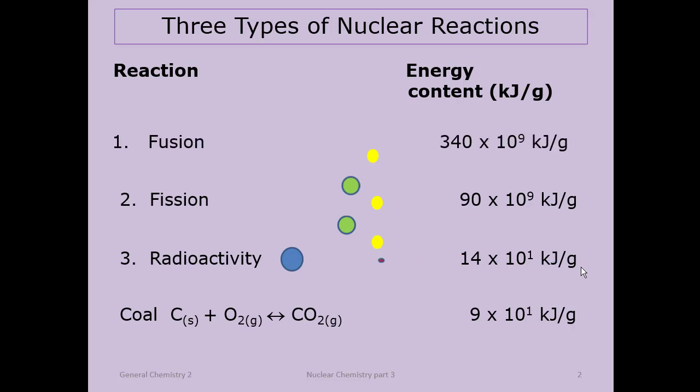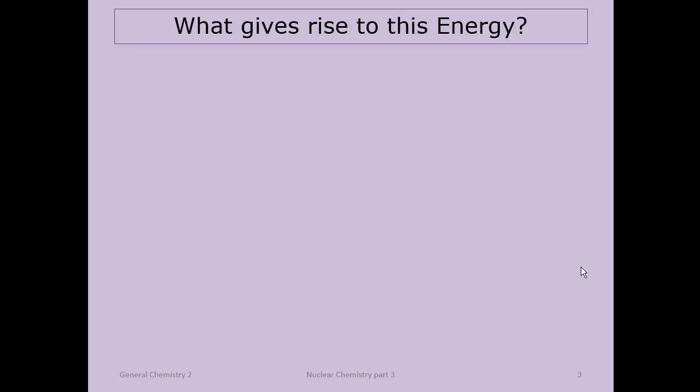And then finally, fusion is where 2 very small nuclides collide, 2 small isotopes collide, and they make a larger isotope. And usually in the process, as you saw in the demonstration, it releases another neutron. And again, orders of magnitude are 10 to the 9th kilojoules per gram. But comparing fission to fusion, it's about 3 to 4 times greater.